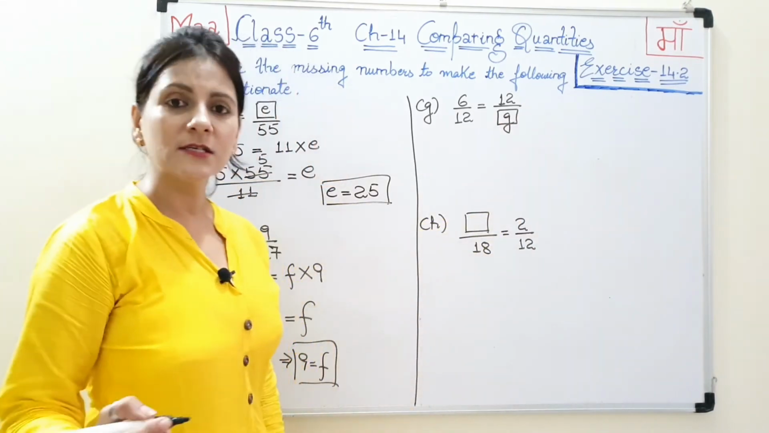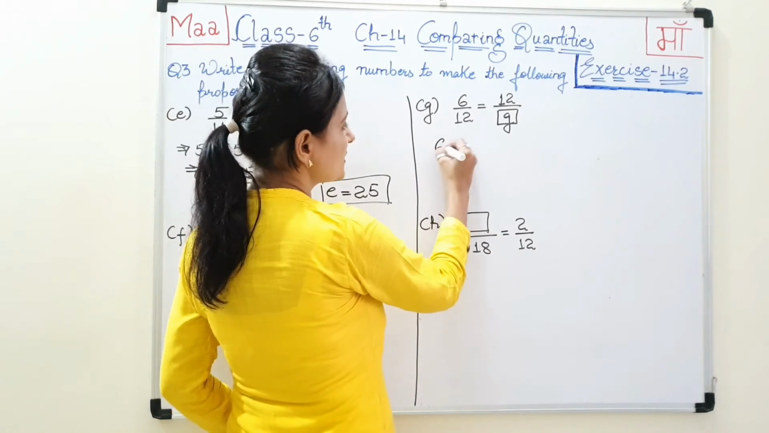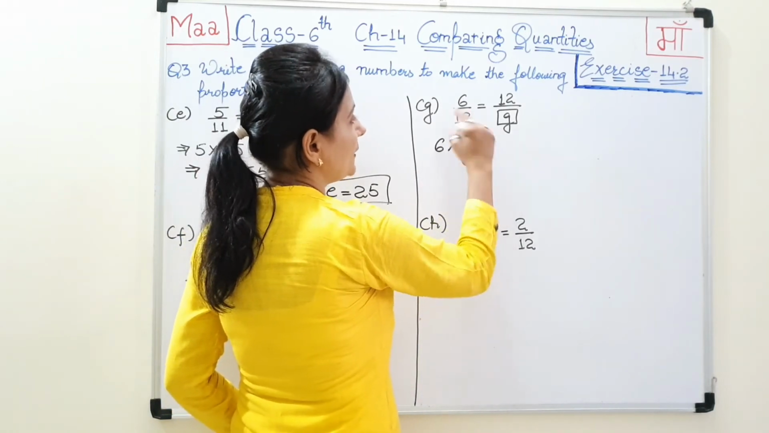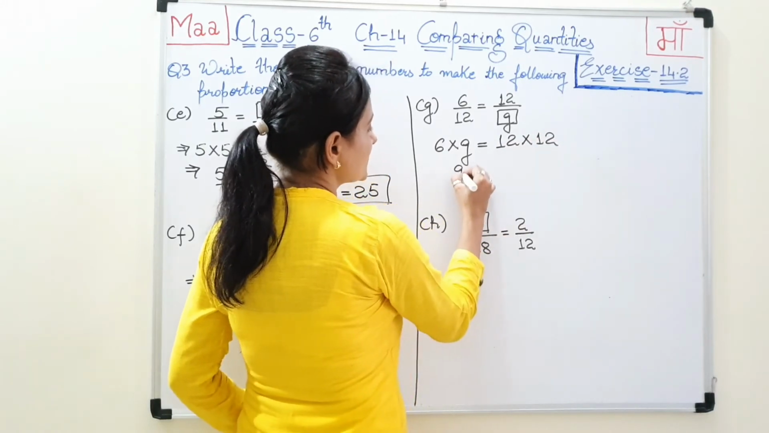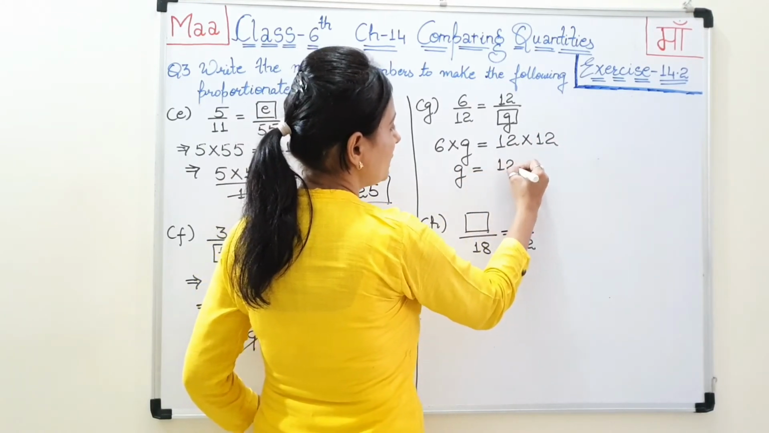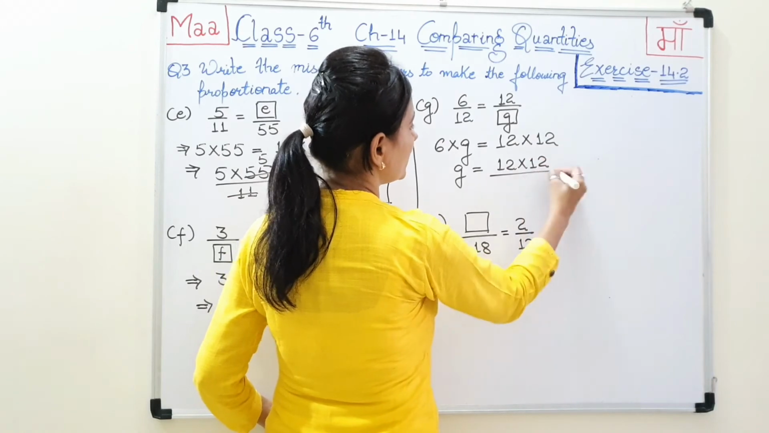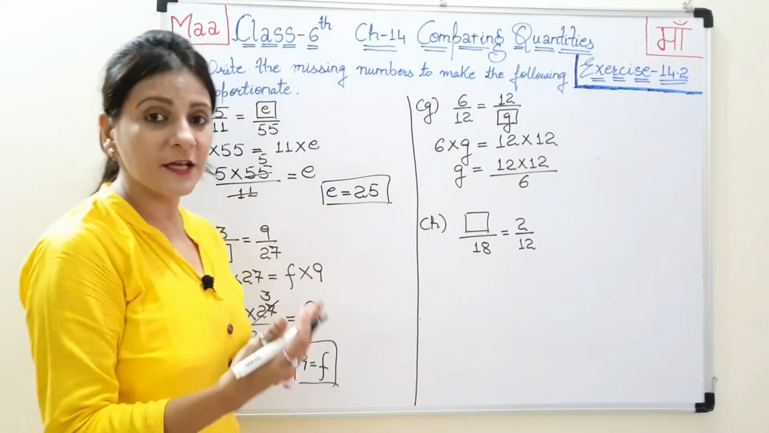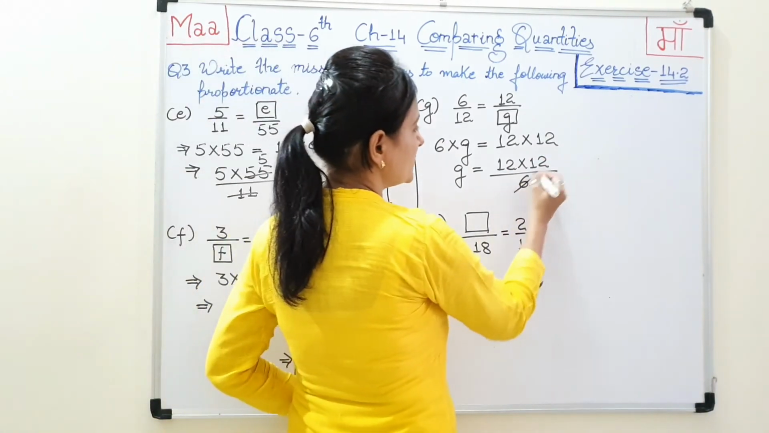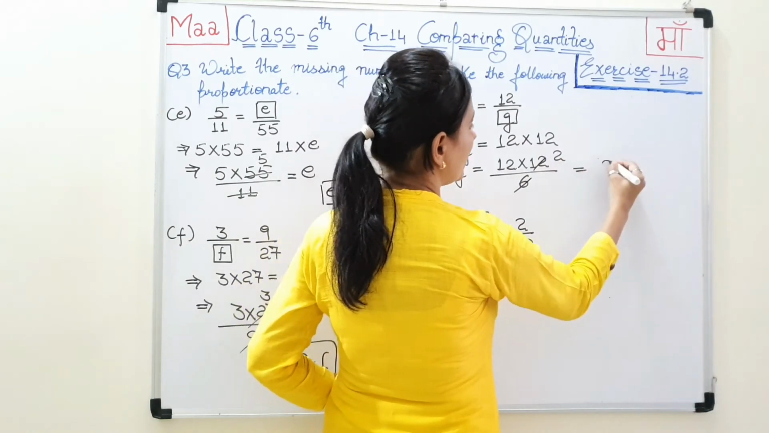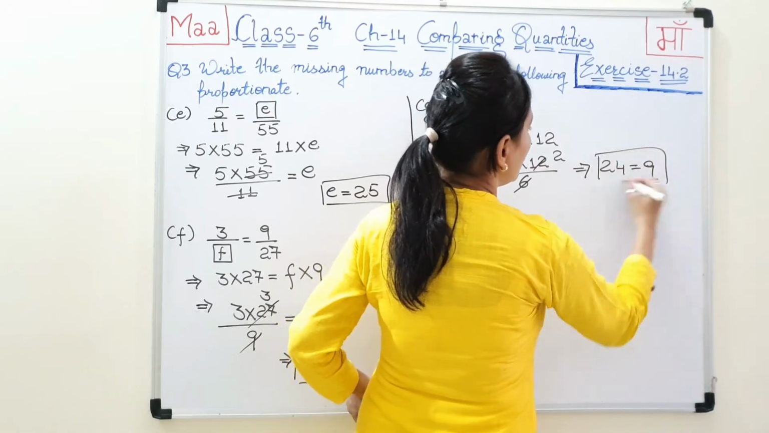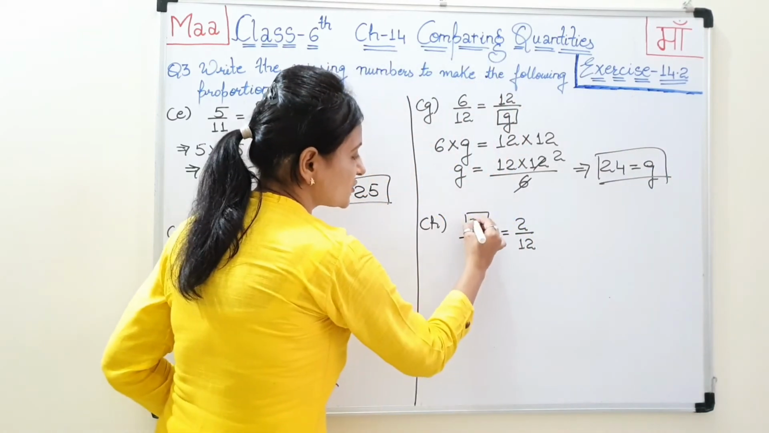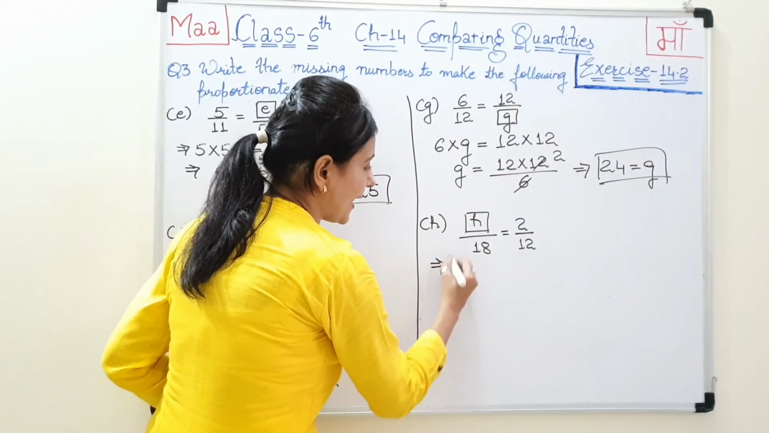Okay, then move on to g part. So the missing variable here I am putting as g. Do cross multiply, 6 will be multiplied by g and 12 will be multiplied by 12. Okay, then in next step g will remain here, 12 into 12, this 6 will come in the denominator in division, so cancel. 6 1s are 6, 6 2s are 12 and 12 into 2 is equal to 24, which is the value of g part.